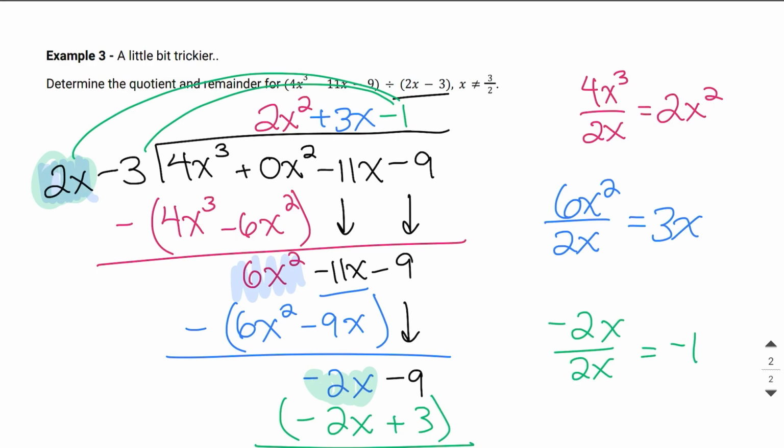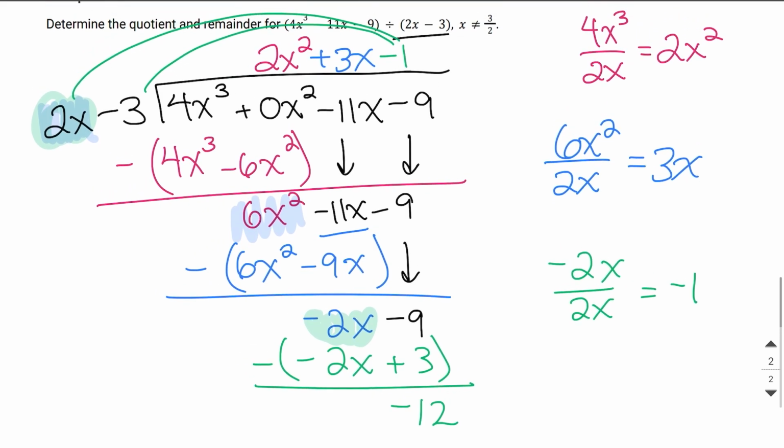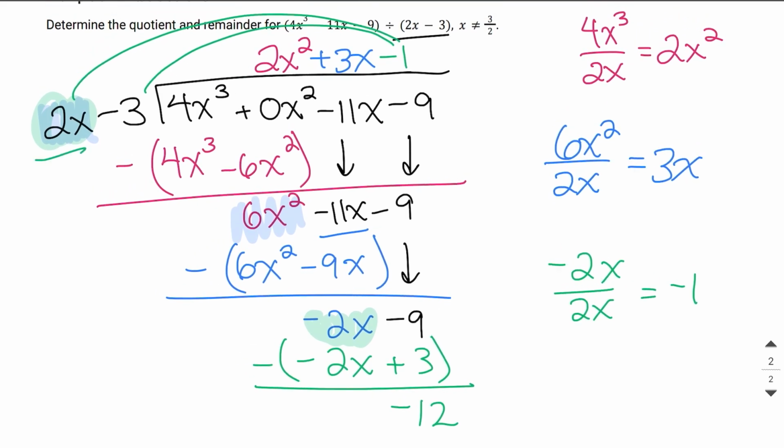But I need to subtract that. Now, when I have minus 2x minus a negative 2x, it becomes plus 2x. The negative and the positive cancel, so the 2x is gone. And then I'm going to do negative 9 minus positive 3, minus a positive becomes a negative. So it's like I'm doing negative 9 minus 3, which ends up becoming negative 12. Negative 12 cannot be divided by 2x, so that's as far as I can go.